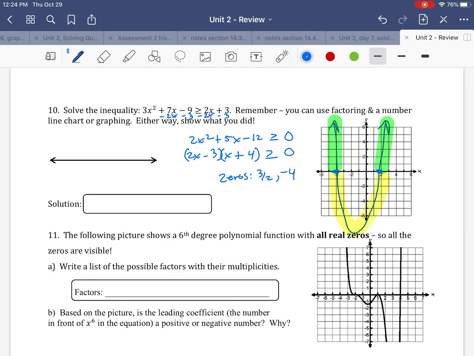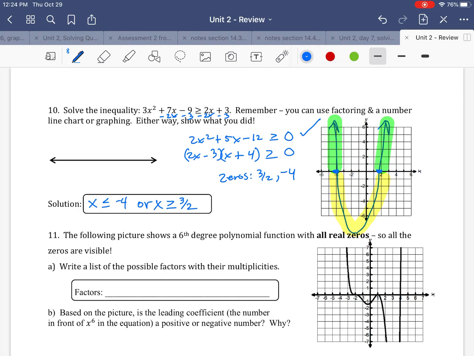Okay. All right, so if you're asking me when is this thing greater than or equal to 0, I'm going to say the green areas. I'm going to say for everything less than or equal to negative 4, or everything greater than or equal to 3 over 2. And the reason that I put equal bars on that is because it does say equal to 0, and that happens at those numbers.